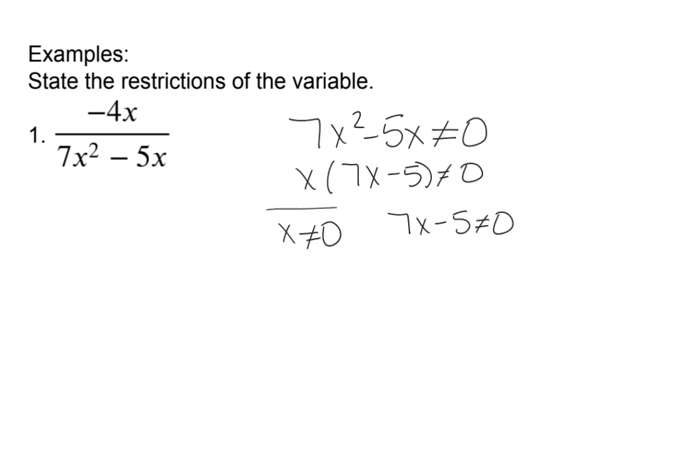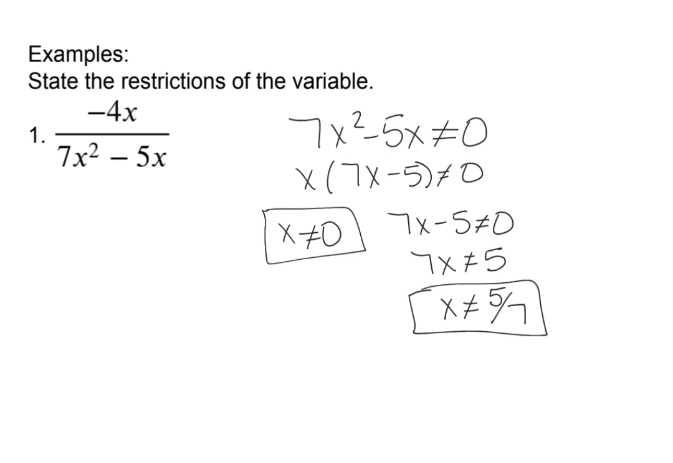Now this first one's already done. We get our first answer right here. X cannot be 0. Let's go ahead and move some things around on the other side. I'm going to add the 5 over. And then divide by 7. Don't panic, you're going to get a weird fraction. It's okay, it's just 5 over 7. And here's our other answer.